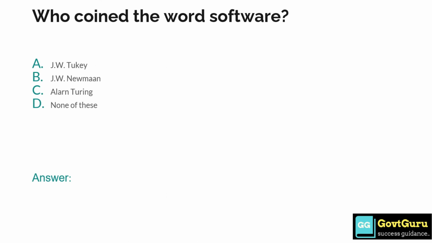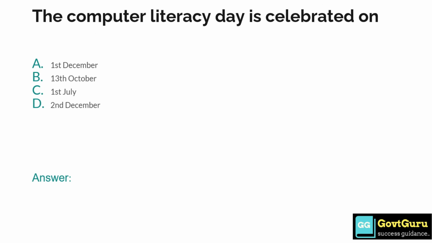The next question is who coined the word software? Option A J.W. Tukey, option B J.W. Newman, option C Alan Turing, and option D none of these. So the answer is option A, J.W. Tukey, or Tuckey you can say. The next question is the Computer Literacy Day is celebrated on option A 1st of December, option B 13th of October, option C 1st of July, and option D 2nd of December. So the answer is option D, that is 2nd of December.